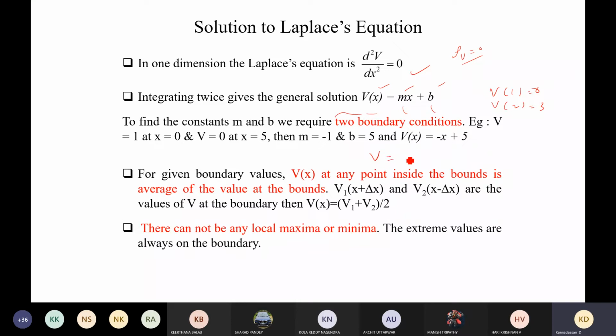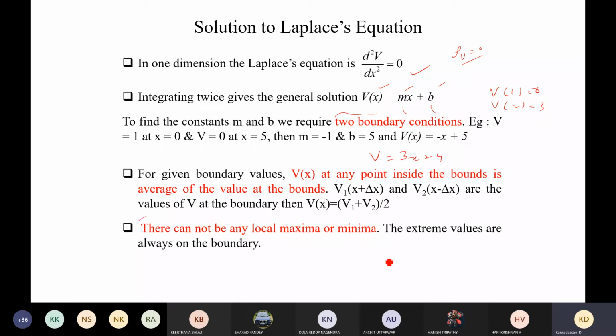So potential, if it comes like 3x plus 4, then we can easily calculate the electric field out of that. So we have to find the differentiation of that. The electric field becomes 3 a_x vector, like that it is going to come. And there is no local minima or anything else.